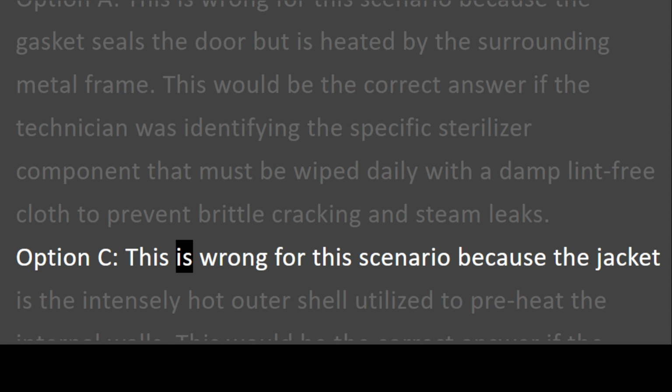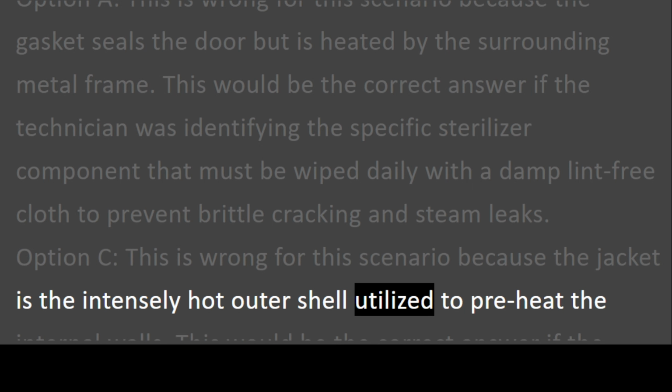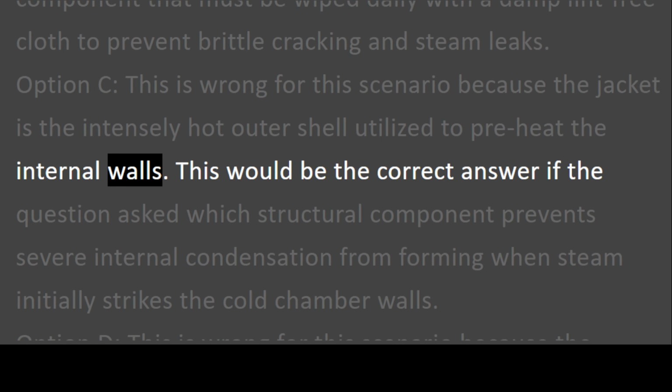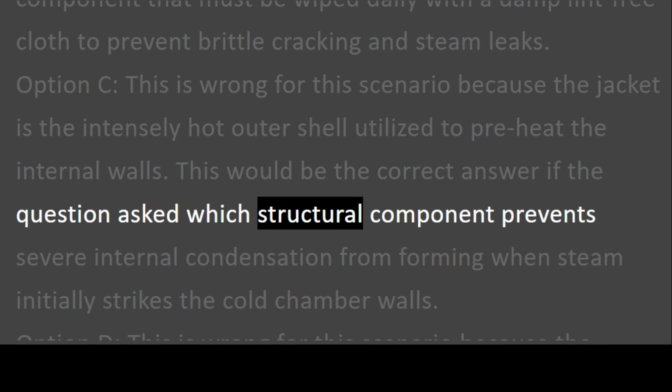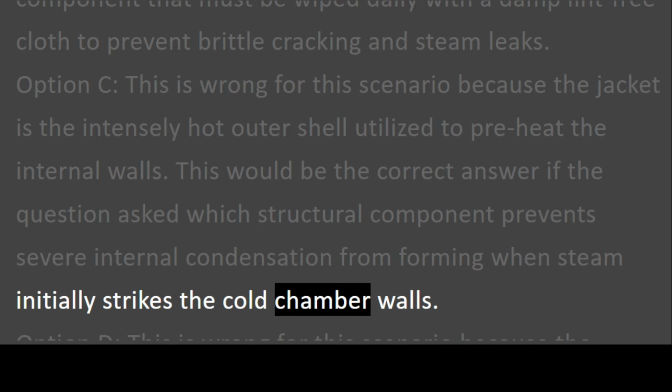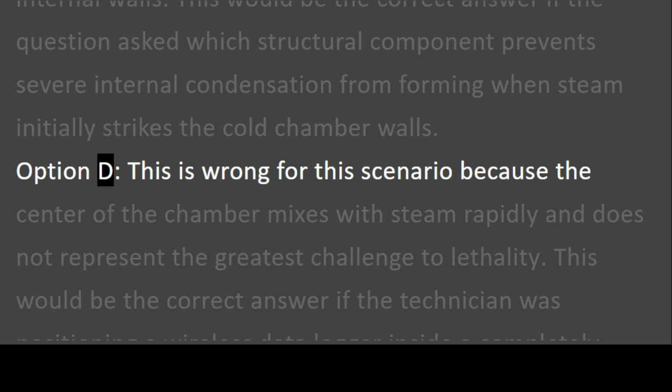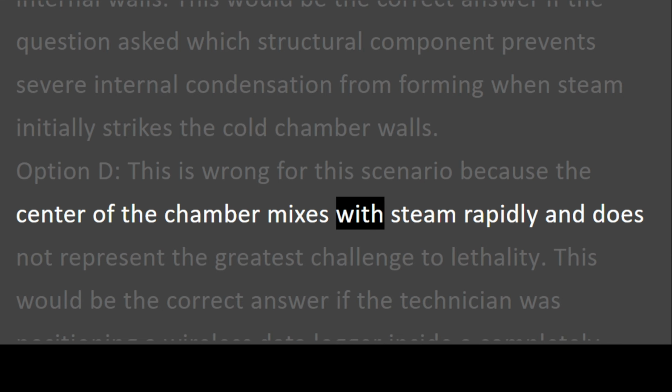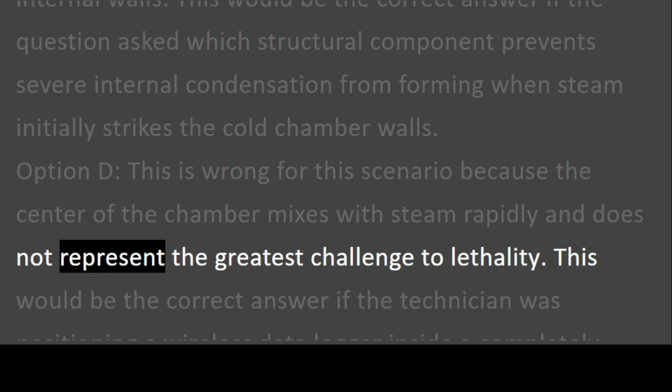Option C. This is wrong for this scenario because the jacket is the intensely hot outer shell utilized to preheat the internal walls. This would be the correct answer if the question asked which structural component prevents severe internal condensation from forming when steam initially strikes the cold chamber walls. Option D. This is wrong for this scenario because the center of the chamber mixes with steam rapidly and does not represent the greatest challenge to lethality.